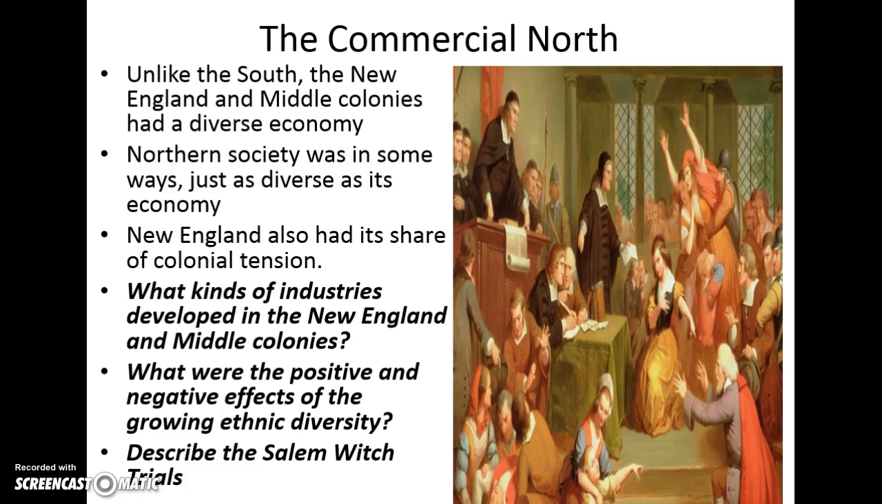People are going to bring in different skills. They'll bring in different traditions and customs, different beliefs. But out of all that diversity, there will be some negative effects. If we look at, for example, Germany, the Germans and the Scots Irish were the largest non-English European immigrant groups. And these different groups didn't always get along well.